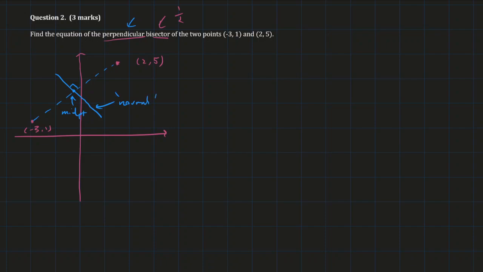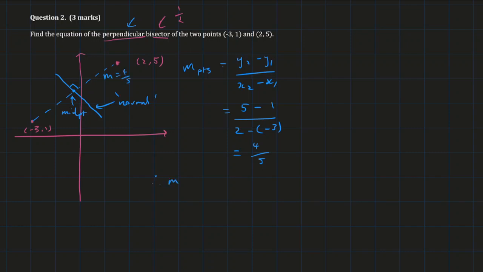Okay, so let's first find the gradient between the 2 points. So m is equal to, well, the general formula for gradient is y2 minus y1 over x2 minus x1. So just substituting in 2 points, we have 5 minus 1 over 2 minus negative 3. And this is equal to 5 minus 1, which is 4, divided by 2 plus 3, which is 5. So this is the gradient of the dashed line.